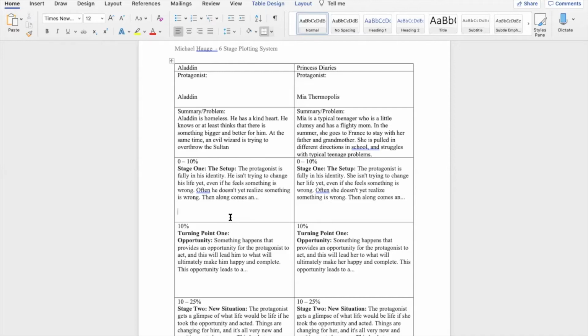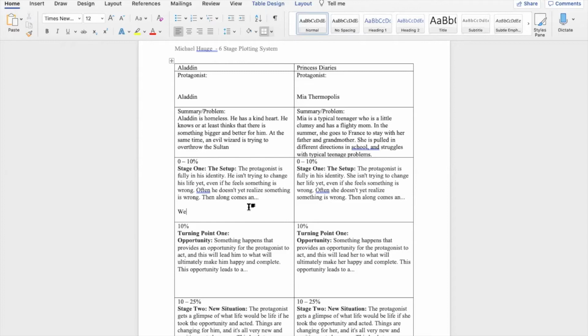So 0 to 10%, this is stage one, this is the setup. And the explanation there is the protagonist is fully in his identity, right? So Aladdin is in his identity as a homeless kid. He's not trying to change his life, even if he feels like there's something wrong, right? He feels like he can do bigger and better things, but he's not trying to do anything yet. Oftentimes the protagonist may not realize something's wrong.